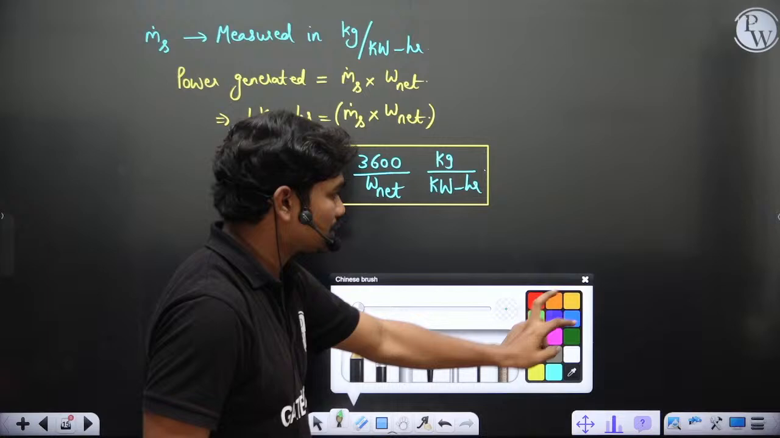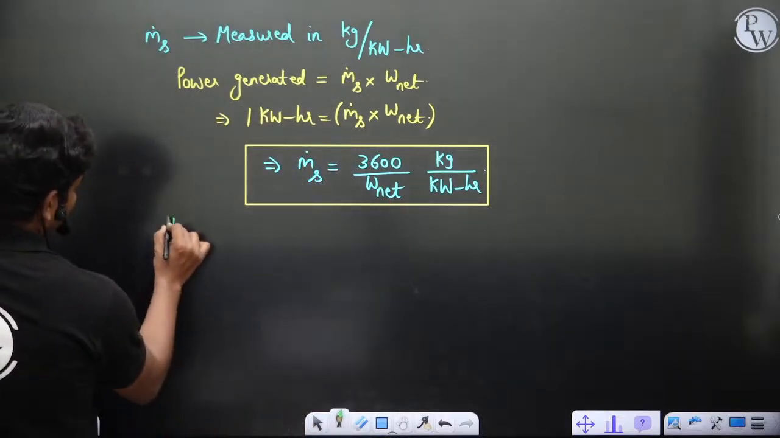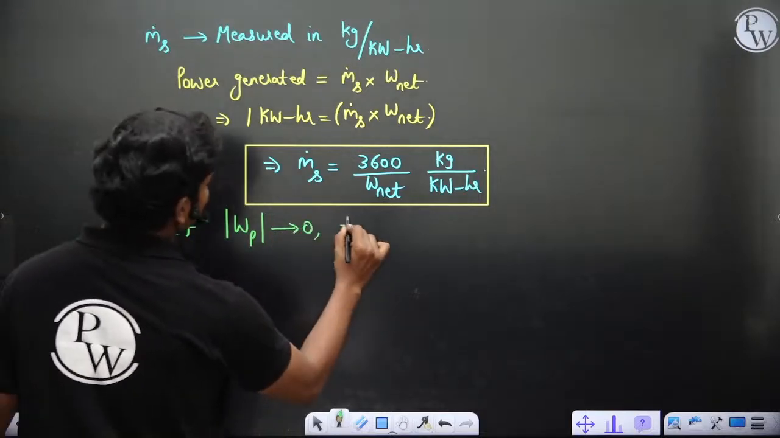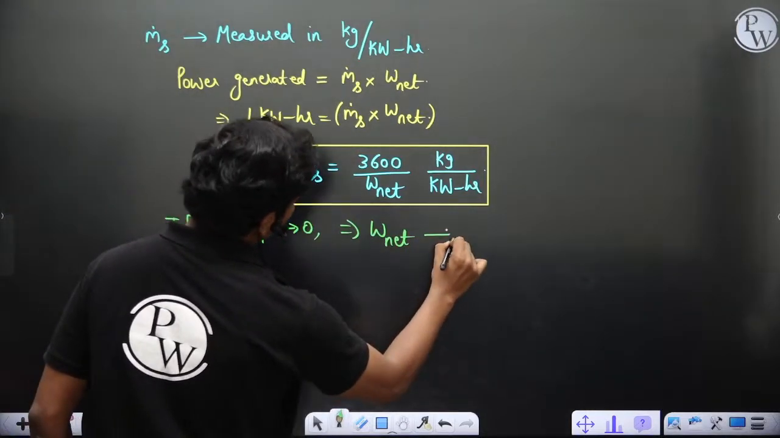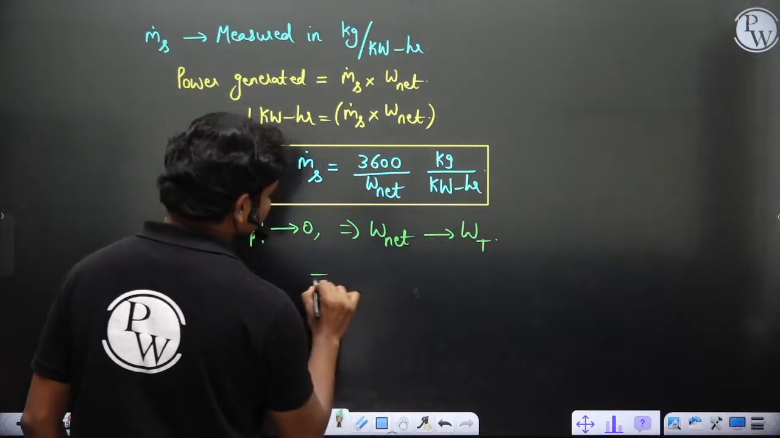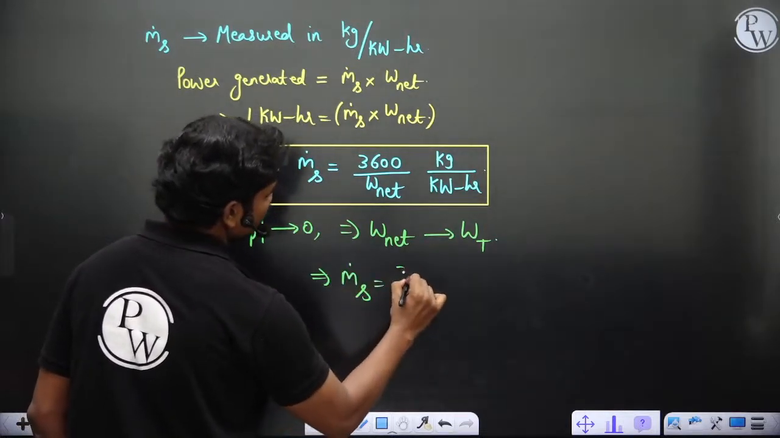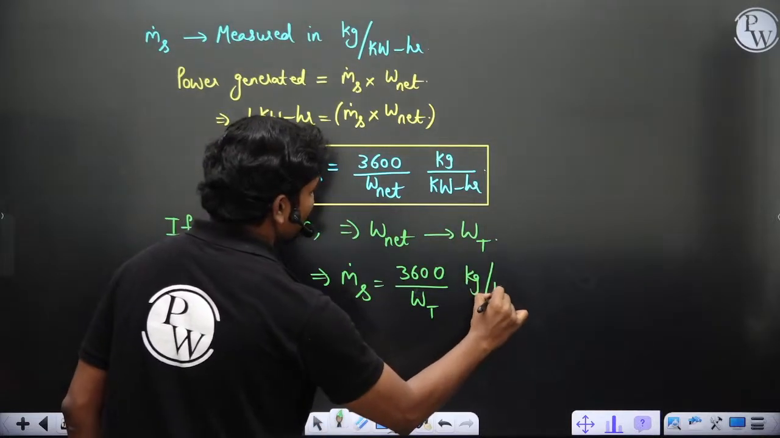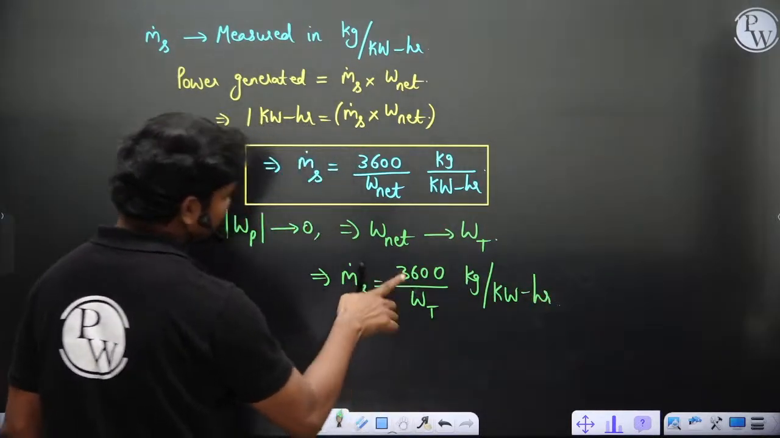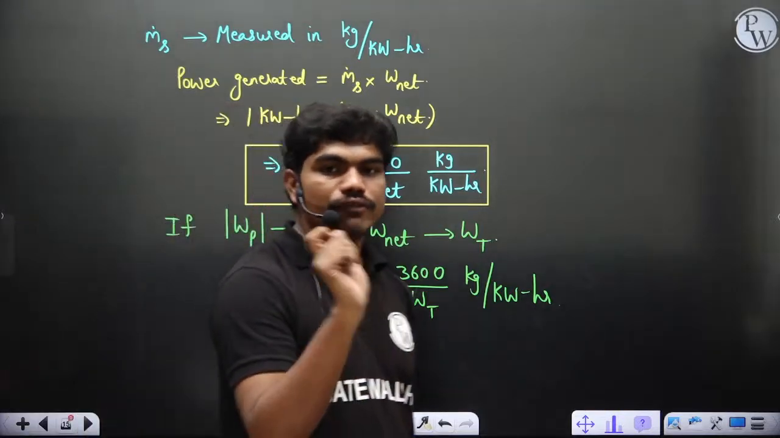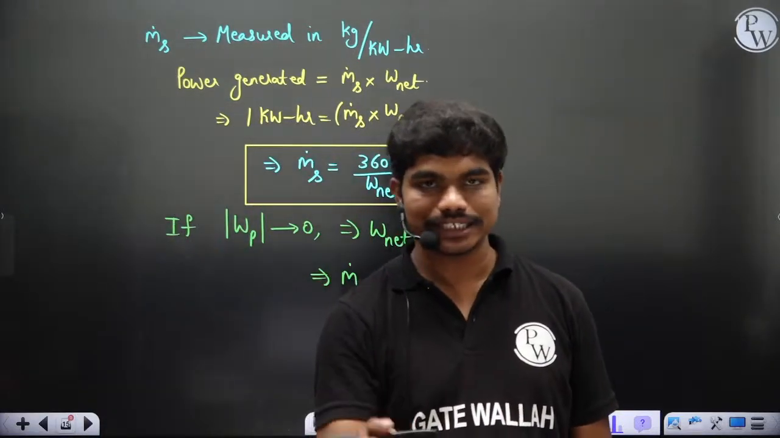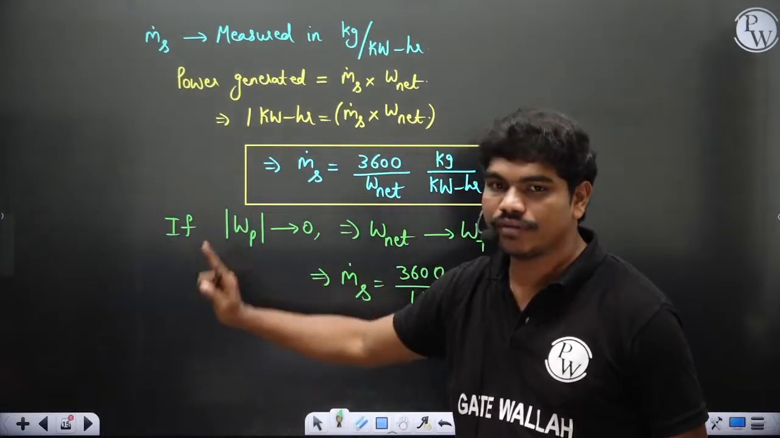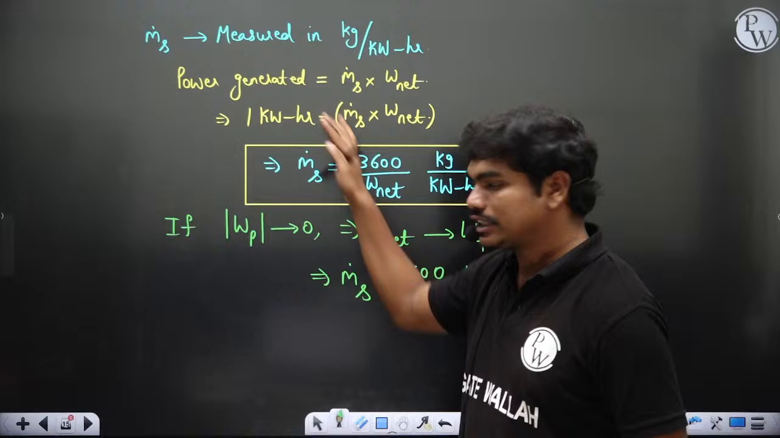And in case of vapor power cycles, if pump work is not given, if the magnitude of pump work is 0, then W net will tend to the work output of the turbine. So m dot s is equal to 3600 by WT kg per kilowatt hour. Guys, I'm telling you, all these formulas are generally valid only when pump work is neglected. If they give you pump work like 3 kilojoule per kg, 4 kilojoule per kg, you should definitely consider pump work. That's why I'm writing "if". Please don't mug up these formulas, just try to understand the things.